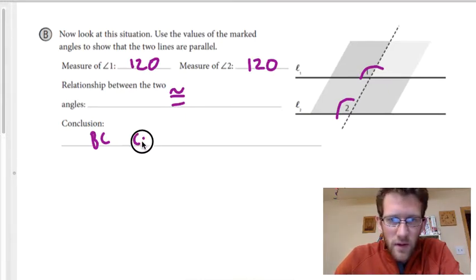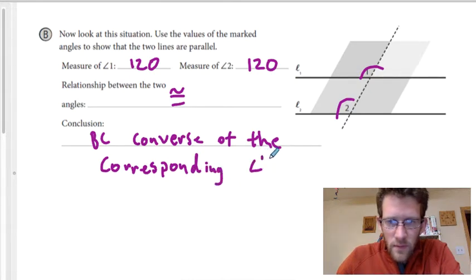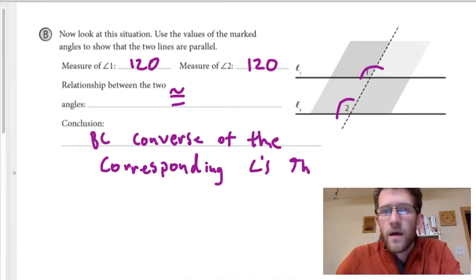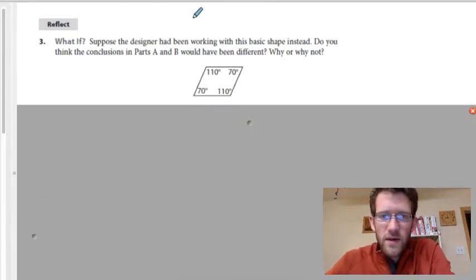Because of the converse of the corresponding angles theorem. I misspelled theorem. Why is there an extra O in there? Theorem. Anyway, corresponding angles theorem, sure. Then we can say that line one is parallel to line two. Ta-da. Cool. Moving on. Suppose that the designer had been working with this basic shape instead.